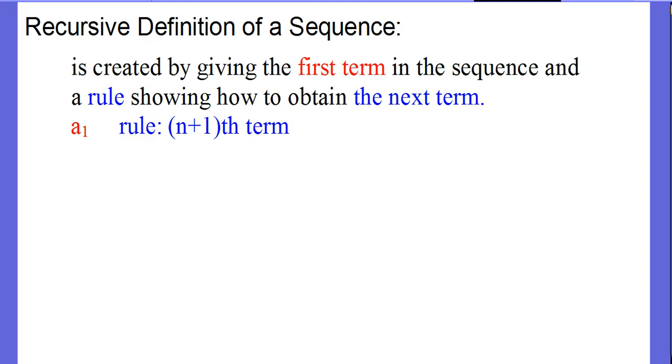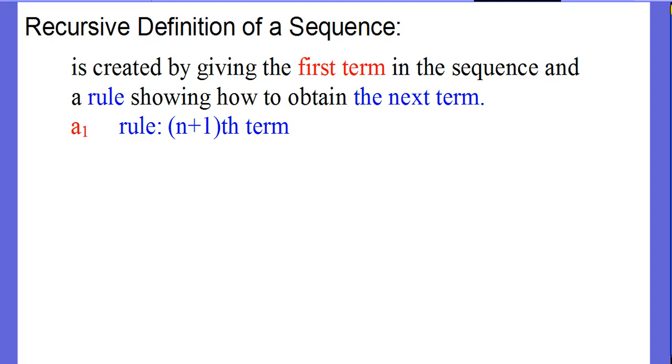Happens again. Re means again and again, right? Recurring all the time, and it builds on itself. So my definition of it is a recursive definition of a sequence. It's created by giving the first term. I'll tell you what the first term is in the sequence, and then I'll give you a rule to show you how to obtain the next term. Then you keep building: you plug in one term and get the next term, then you take that answer and plug it in and get the next term. It builds on itself.